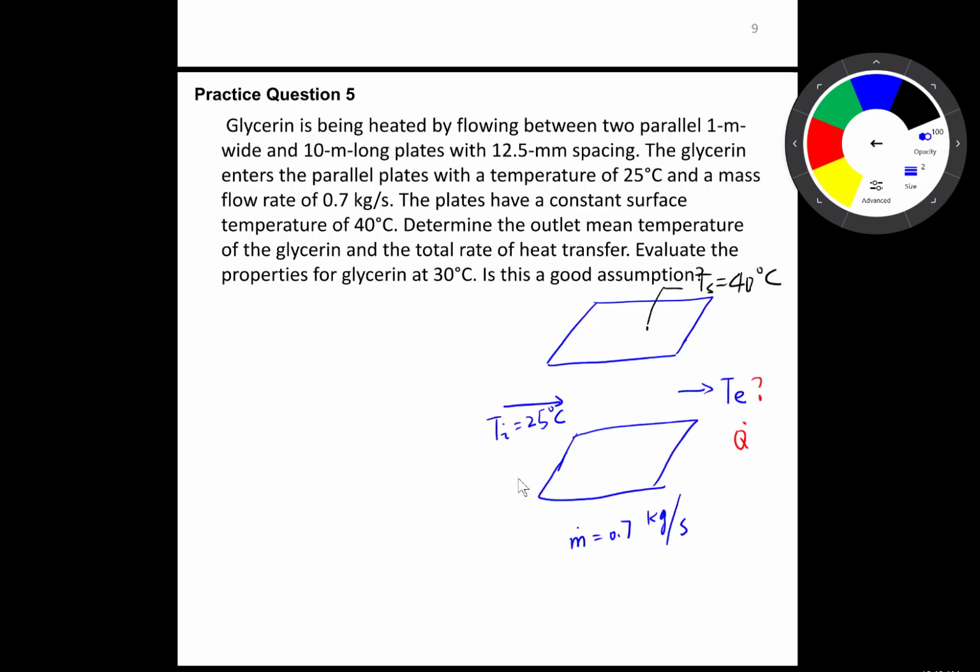This question involves liquid glycerin flowing through these two parallel plates. We know Ti, we know Ts, we want to find Te. So again, surface temperature is constant. We know two of the three temperatures, we want the third one. So which equation should we use? Yes, it is the same equation.